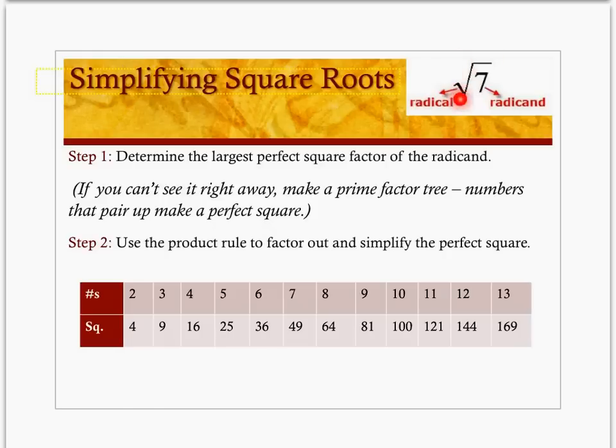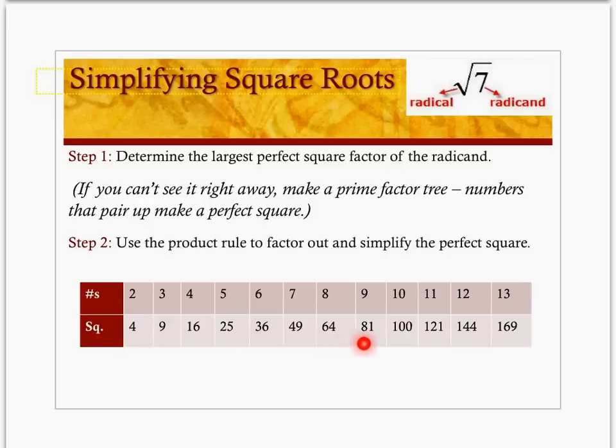So the radical is the house, and the radicand is the number or the variables that are inside. Now, first thing you want to do, you want to look for perfect squares. Remember, if this is difficult, if you can't see the perfect squares, you might want to make a factor tree, a prime factor tree, and look for the numbers that double up. Those numbers that pair up, that number hops out and goes outside of the radical.